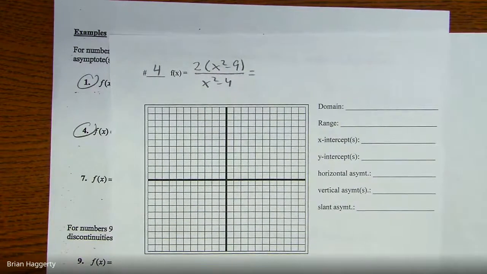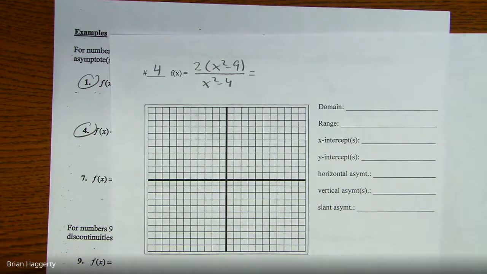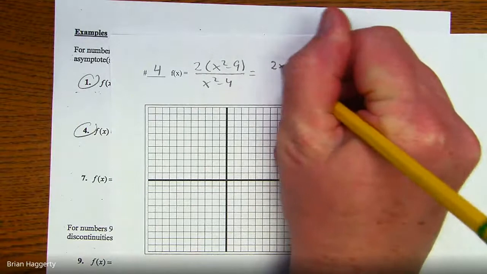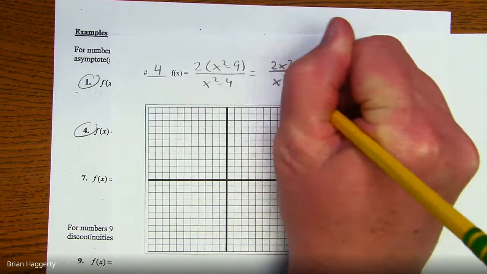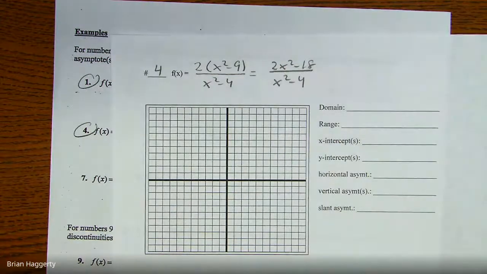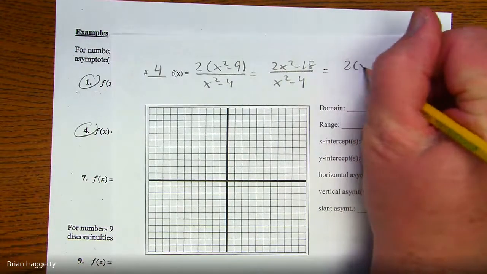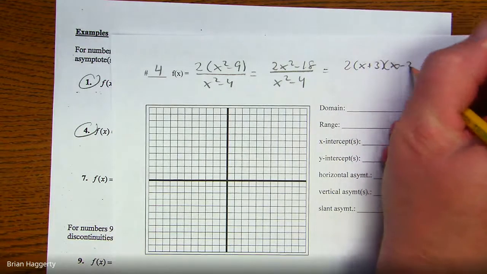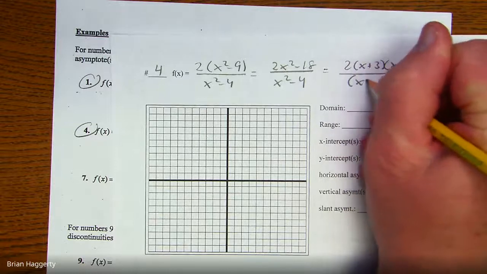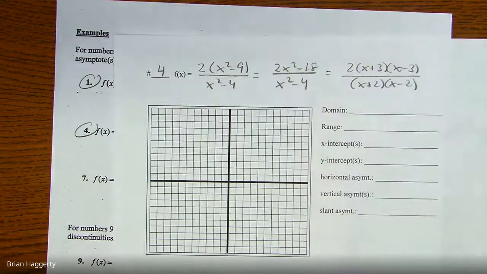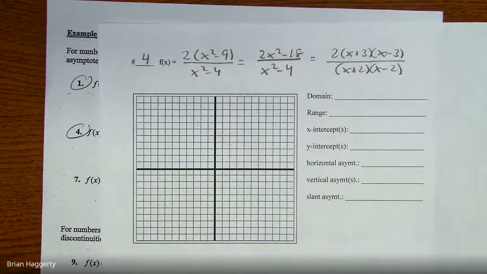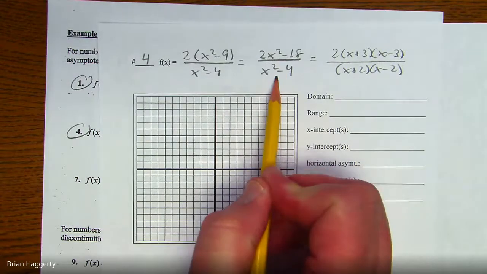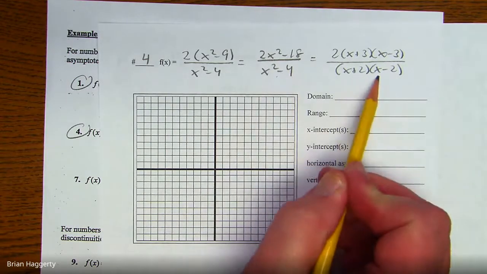All right, number 4, the bottom is not factored. The top is partially factored. So I want to see it both ways. One completely multiplied out, one completely factored. So completely multiplied out, it would look like that. Completely factored, it would look like this. For some stuff we identify, it's nicer to look at this. For some stuff we identify, it's nicer to look at that.